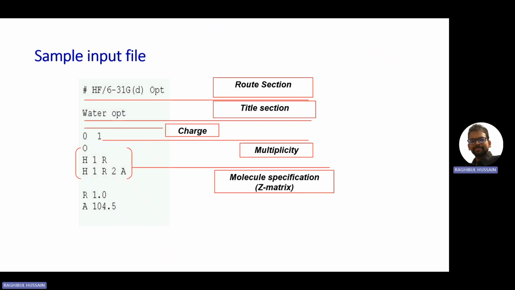You have oxygen as the first atom, hydrogen as the second atom. The second atom is connected to the first atom, that is 1, with a distance of r. And the third atom is connected to the first atom at distance r, and makes an angle with atom 2, with the angle A. That's what it means. The distances and angle are written here.